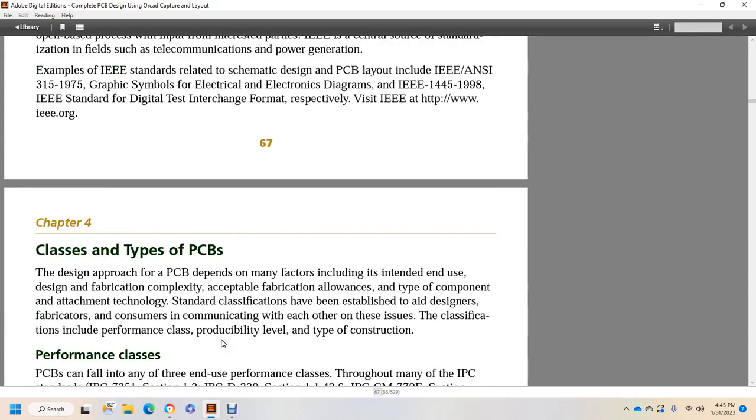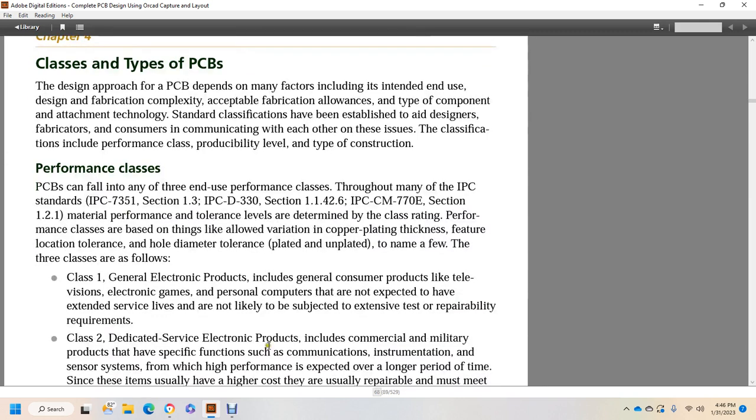Classes and types of PCB. The design approach of the PCB depends on the manufacturer, including the intended use of the design, fabrication complexity, acceptable fabrication tolerances, along with the type of component attachment technology. Standard classifications have been established to aid the designer and fabricator in communicating with each other on these issues. The classifications include the performance class, producibility level, and the type of construction.